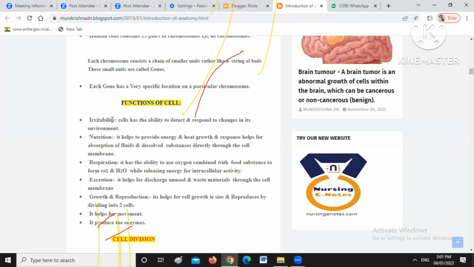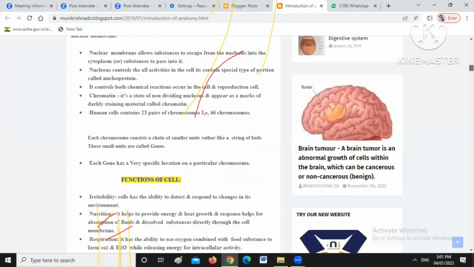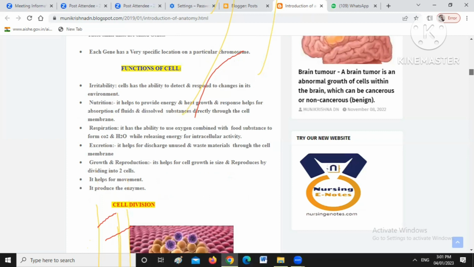What are they? First function, irritability. Second one, nutrition. Third one is respiration. Fourth one is excretion. Fifth one is growth and reproduction, or growth and development of the cells. Sixth one, it helps for movements. Seventh one, it produces the enzymes. Okay, so this is about the cell, just an introduction of the cell. Tomorrow we are going to see about cell division.